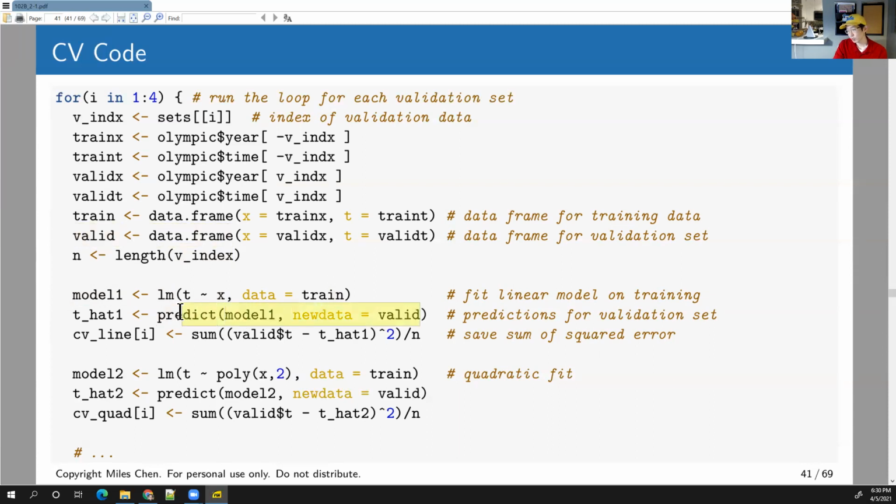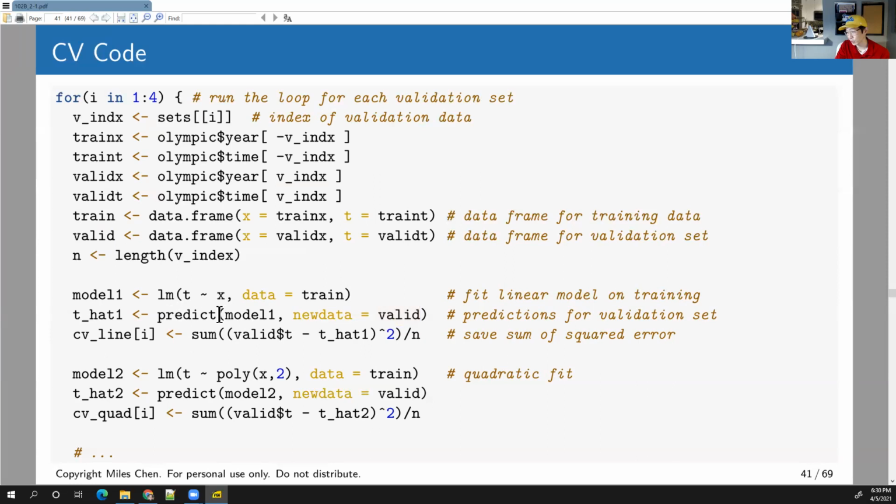It's important when you do cross-validation that when you make predictions, you're predicting for values that were not used as part of the training data. If you only use predictions on your training data, you can end up overfitting. So here we make predictions based on the validation data, which was not used in the training process.